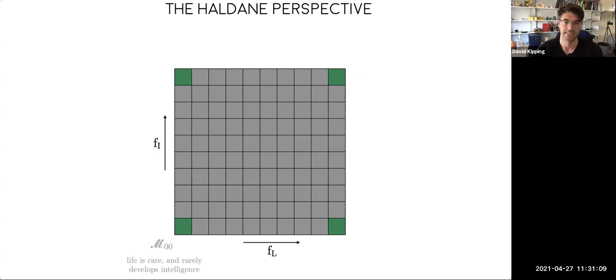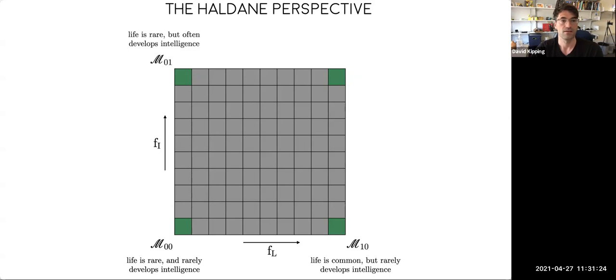So these are 4 possibilities, and let's give them some names. M00 means that life is rare and rarely develops intelligence. M10: life is common, but it then rarely goes on to develop intelligence. Life is rare, but when it does happen, it often ends up in intelligence. And finally, life is common and it almost always leads to intelligence. Those are our 4 extremes.